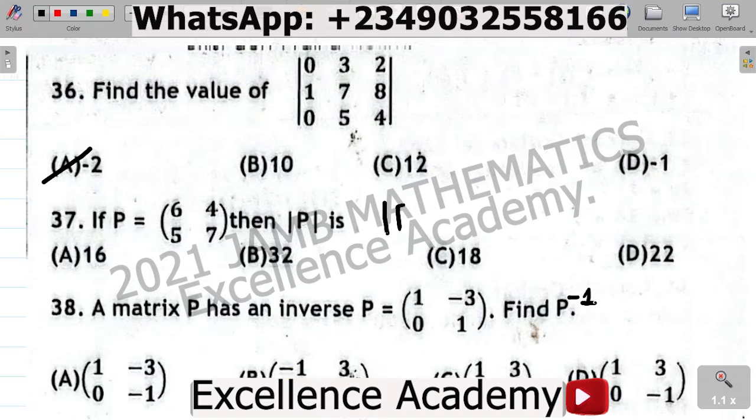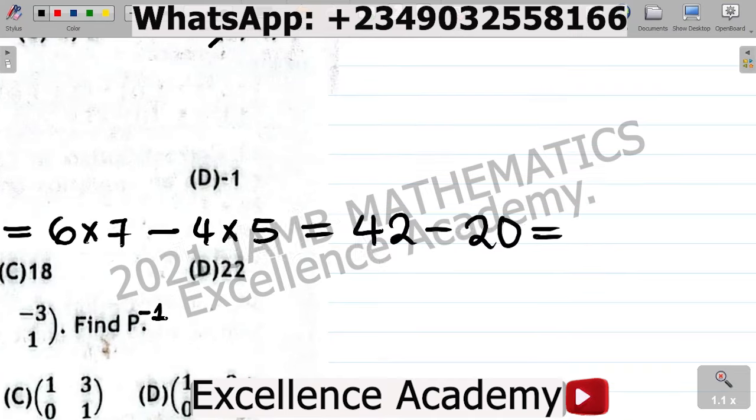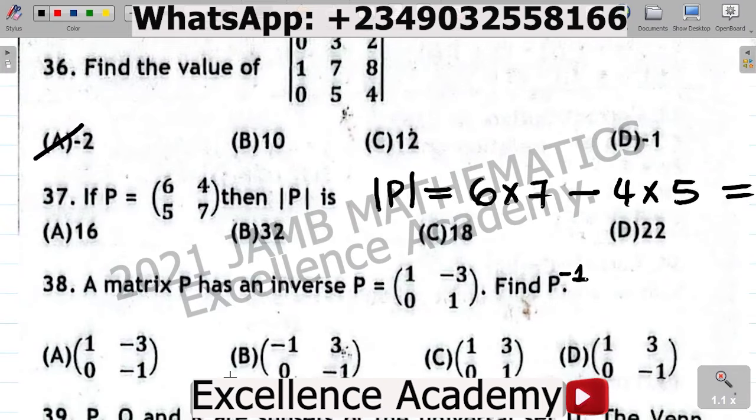Very simple. Note that the determinant of P is simply equal to multiplying the terms here, that's your principal diagonal, the terms you have there, 6 and 7. So it becomes 6 times 7 minus the terms you have here, which is 4 and 5, multiply them, 4 times 5. This would be equal to 6 times 7 is 42 minus 4 times 5 is 20. 42 minus 20 gives you 22. So the answer there is 22. Which option is 22? That's option D, 22. That's your correct answer. All right, moving on.